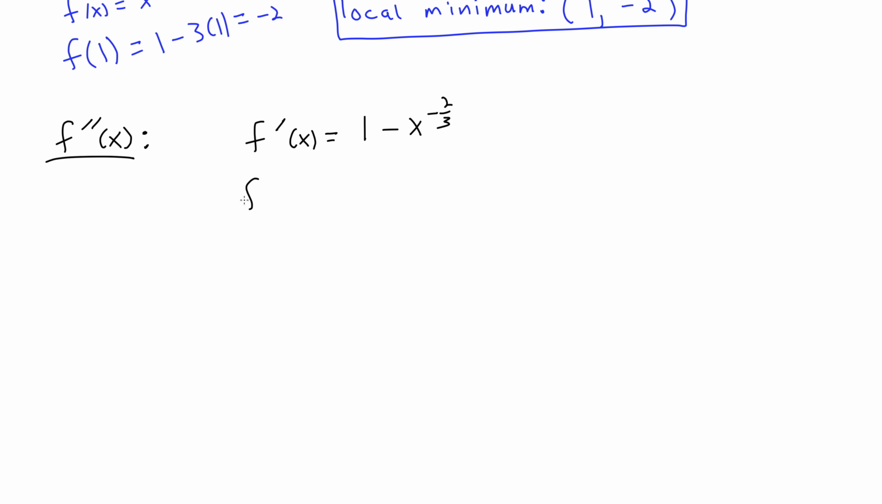Okay, from there we can quickly go to the second derivative, f double prime of x. The derivative of 1 is 0, so that just leaves us with bringing down the negative 2/3. So we have positive 2/3 x to the negative 5/3. We're subtracting 1 there. It might be easier to rewrite this as 2 over 3 x to the 5/3.